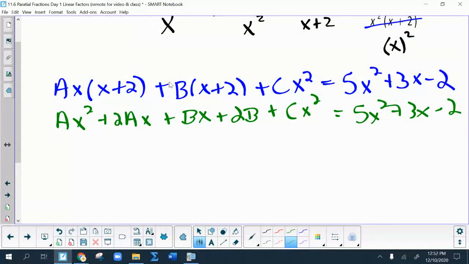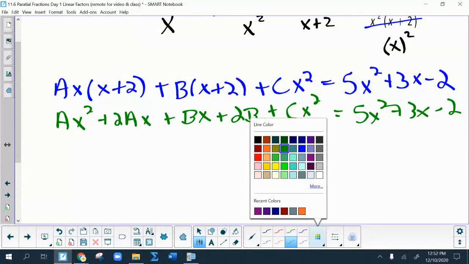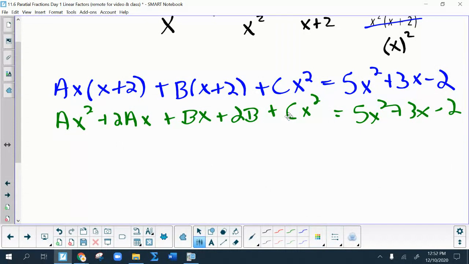Now I'm doing the same thing as before. So I'm looking for those like terms on the left and the like terms on the right. You're welcome to regroup everything if you want to. So if you want to regroup all of the x squared terms, all of the linear terms, and all of the constants, you can do that. But I'm just going to do this. I see an ax squared and a cx squared on the left. And that means it has to equal the 5x squared on the right, so 5.